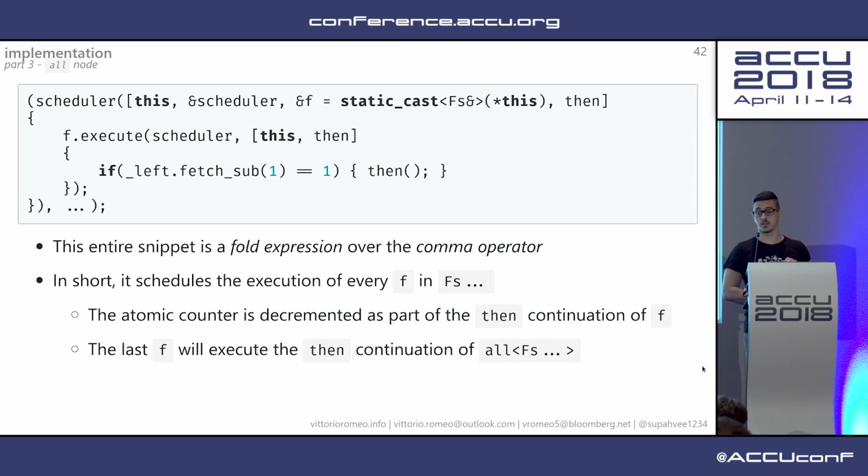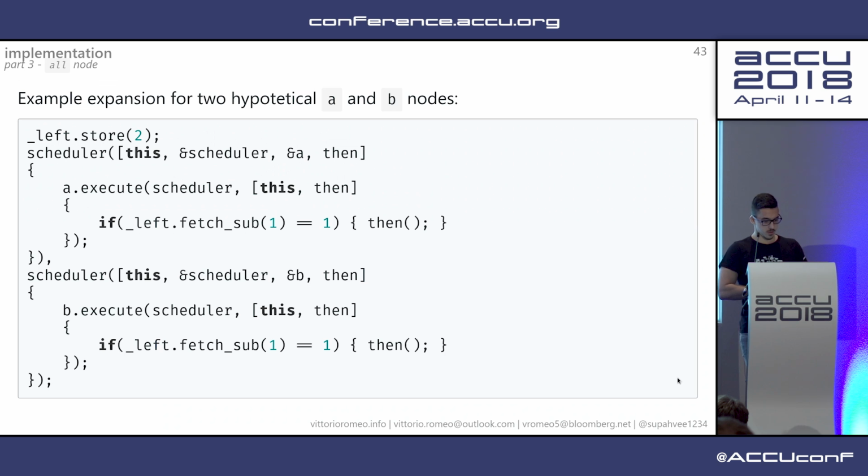So is everyone clear on this? Feel free to ask questions and clarification. Okay. So this is an example expansion for two hypothetical A and B nodes.